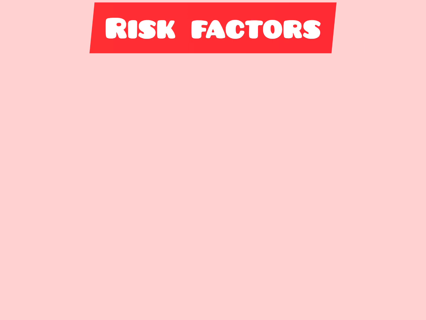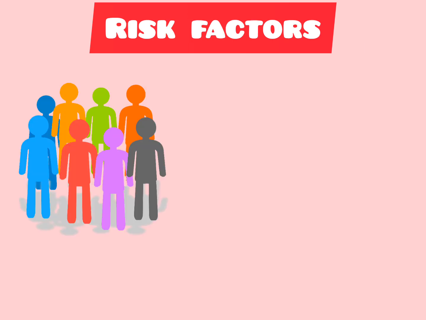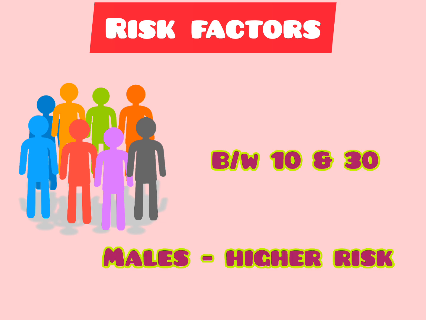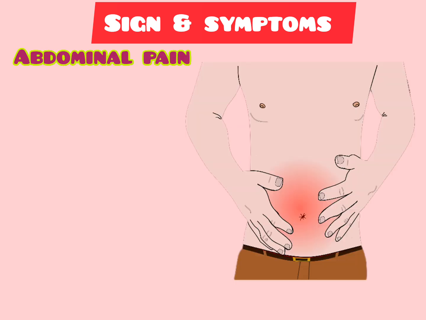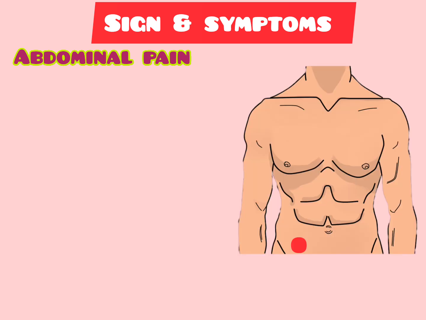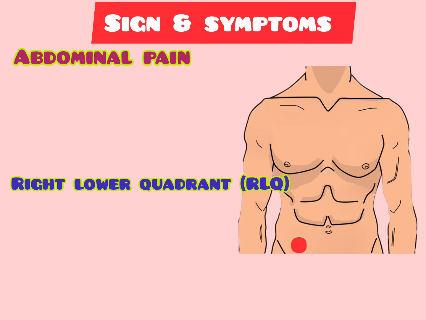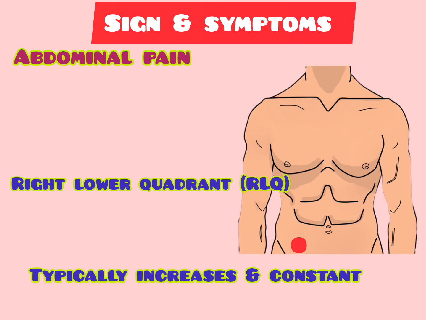Risk factors. Anyone can develop appendicitis, but it most often happens in people between the ages of 10 and 30, and males have a slightly higher risk. Signs and symptoms of appendicitis. Abdominal pain, initially sudden cramping pain in the middle of your abdomen, around the navel. Within hours, the pain travels to the right lower quadrant, where the appendix is located. Then the pain typically increases and becomes constant.